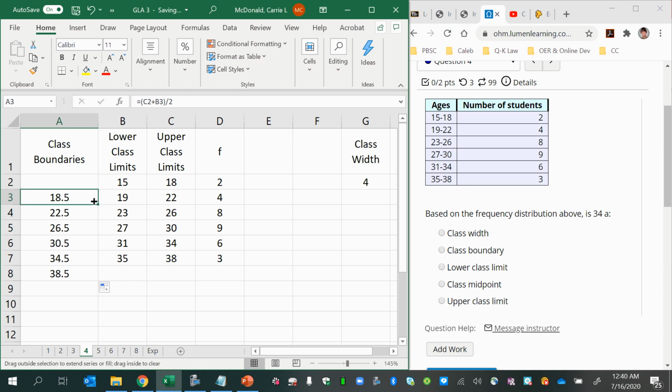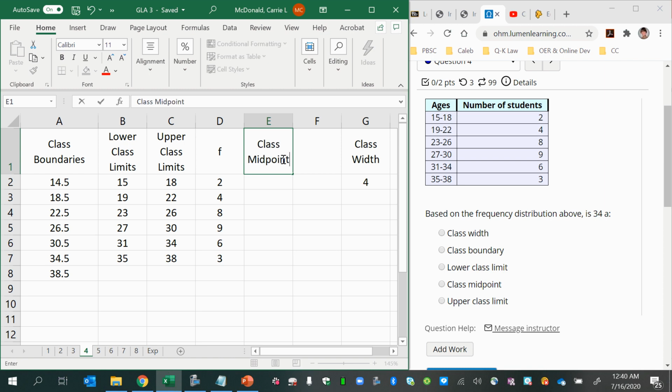And this one would actually be one class width less. Okay, so now we have all the class boundaries. That would be the edges of our histogram bars when we make a histogram. And let's look at what else we have. We have class midpoint. Okay, so a class midpoint. So we've seen the midpoint in between two classes. But what about a point in the middle of a single class?